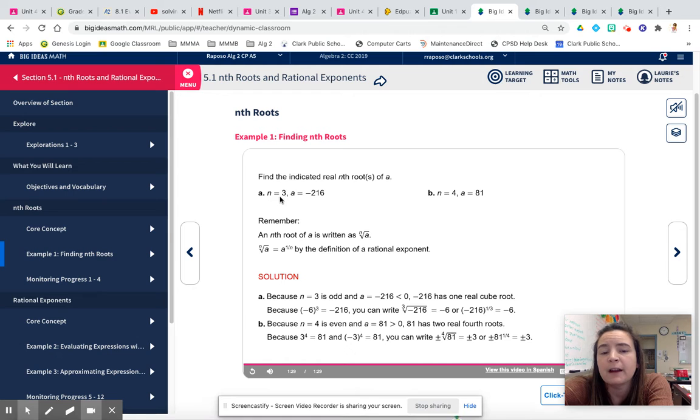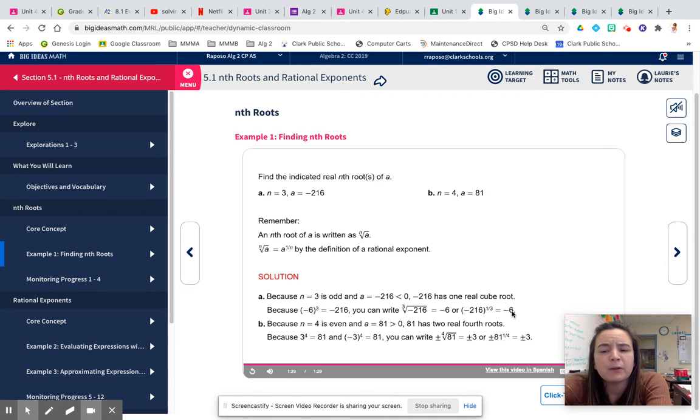In order to solve that, I would take the cube root of both sides. So that's what they're expecting you to do. When they say the n is 3, they're expecting you to take the cube root. If I try to take the cube root of negative 216, if you put that in your calculator, you're going to get an answer. The answer is going to be negative 6. And that's fine and that's great. And you have your answer.